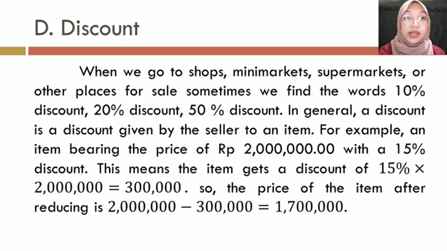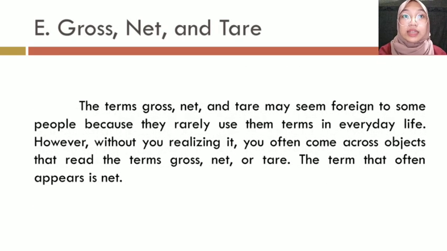For example, an item bearing the price of 2 million rupiah with a 15% discount. This means the item gets a discount of 15% multiplied by 2 million equals 300,000. So, the price of the item after reducing is 2 million minus 300,000 is 1 million and 700,000. The next one is gross, net, and tare.